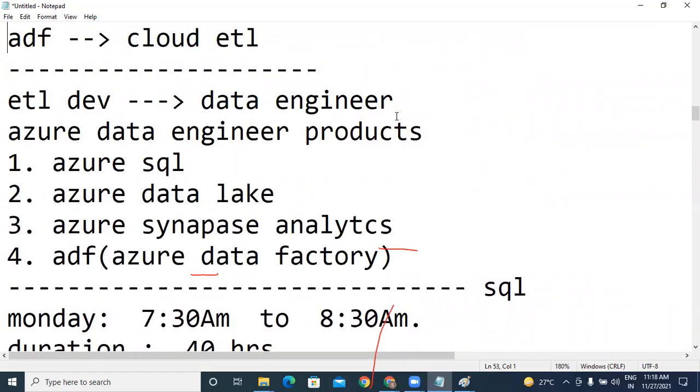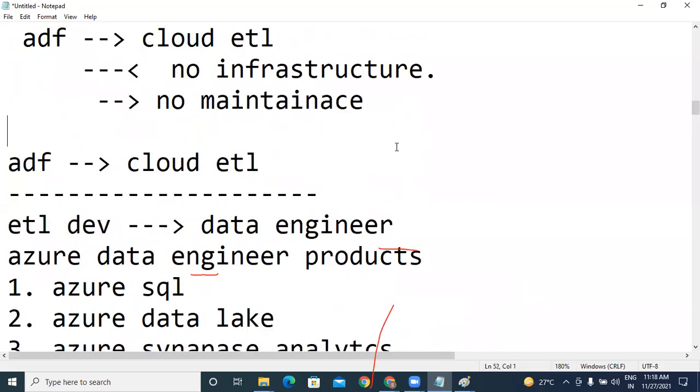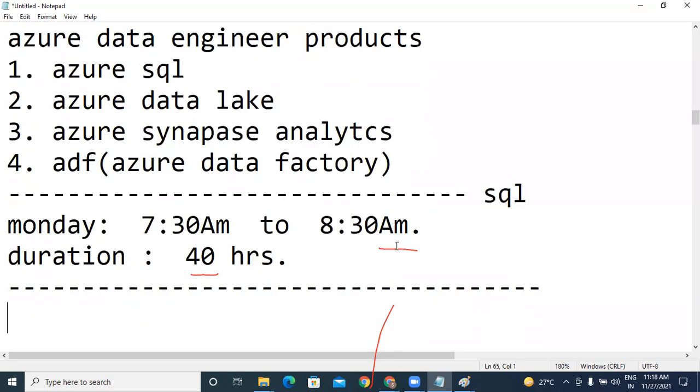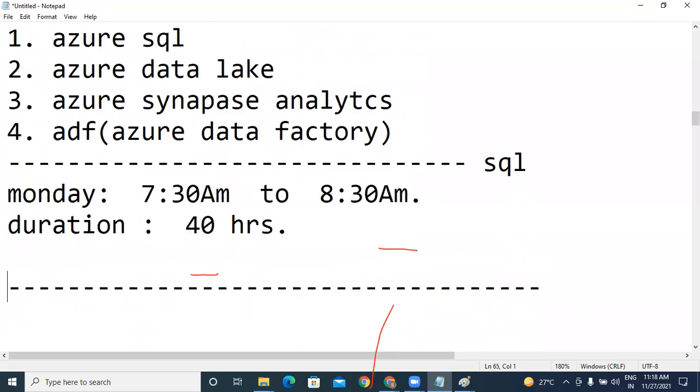Whatever live sessions I am taking, those are not separately exclusive recorded sessions. Only live recorded sessions. Okay, so like that, you just proceed. And one minute, all of you please stay and do one thing, sir.